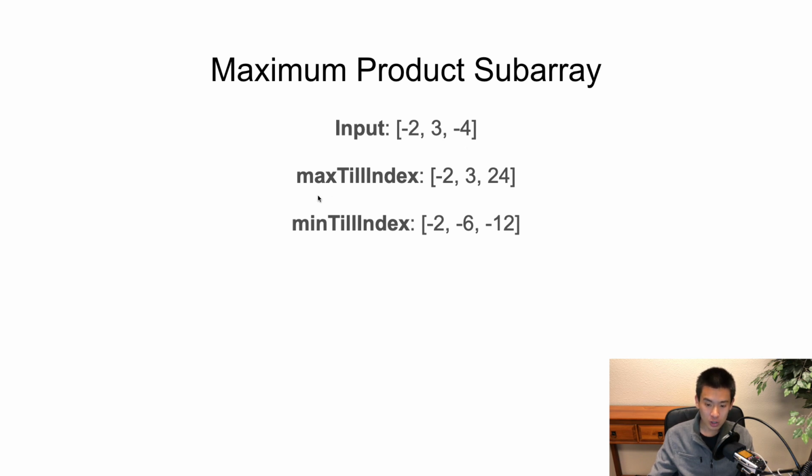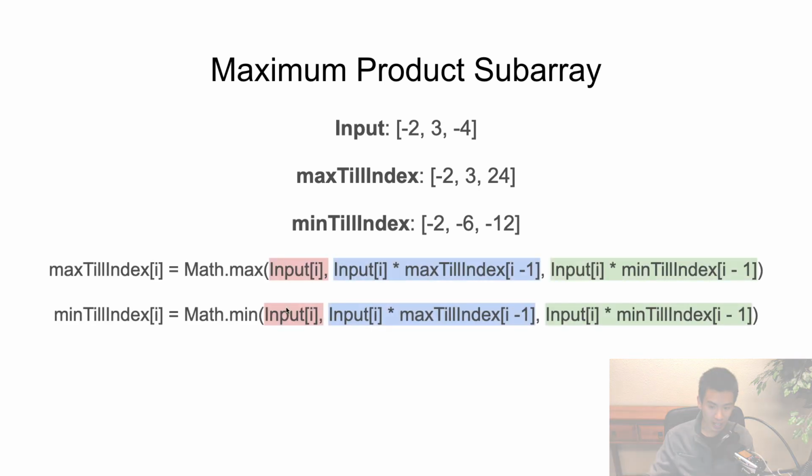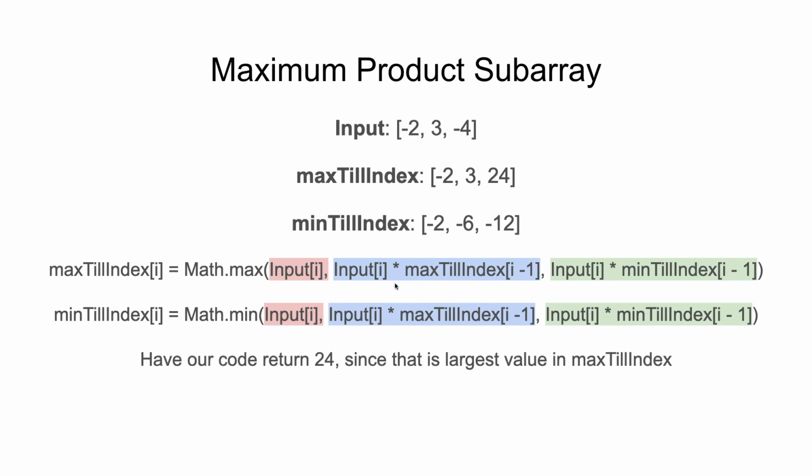Now, we're never going to reference this min till index array when we're trying to return the result, okay? So ignore these for now. When our code's finished, we return the largest value from our max till index array. We just use the DP min till index array to recalculate the maximum product in max till index. But again, we still return the largest value from max till index, which is 24. And so let's see how the min till index DP array becomes useful.